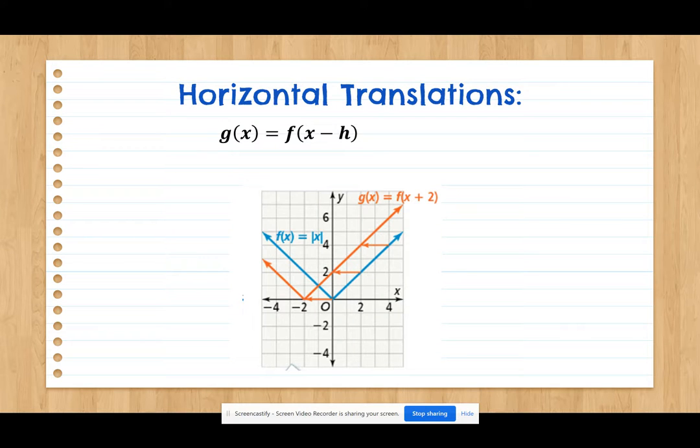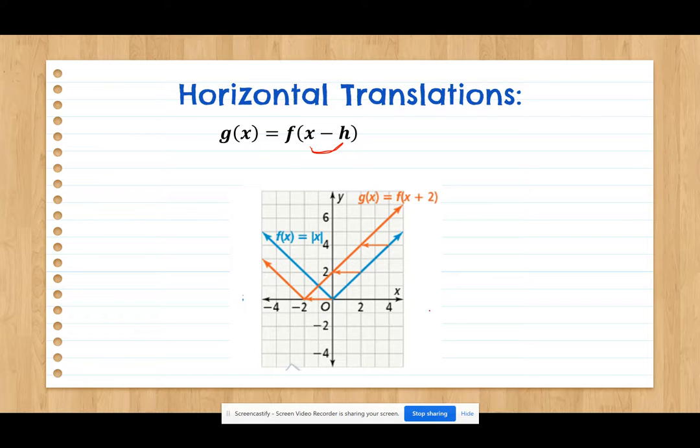Okay, let's talk about horizontal translations. So in vertical, we were adding a constant outside of the x. This one, notice how we have our h and it's inside touching the x. So that's how we know it's been a horizontal translation. Okay, so in this case, we have f of x equals the absolute value of x. That's our original, the blue. And g of x is f of x plus 2.